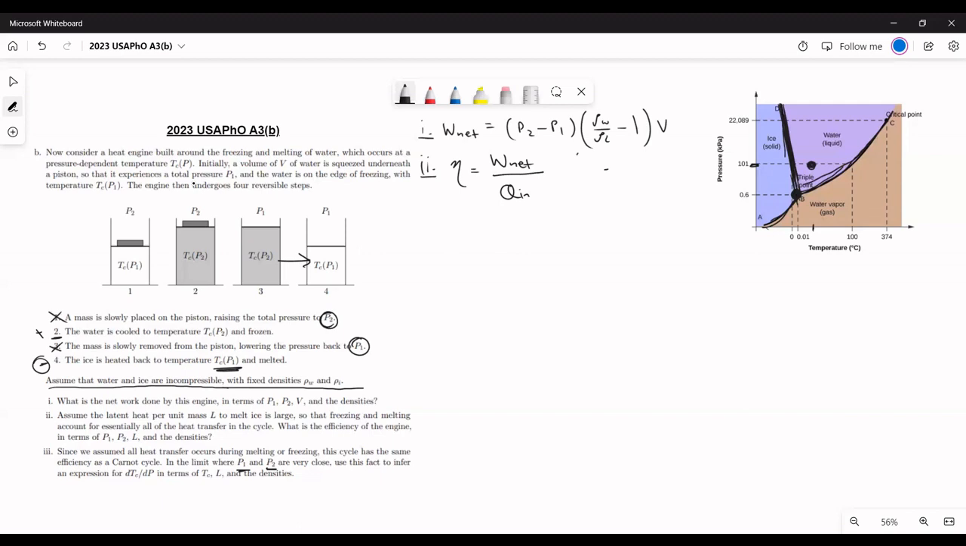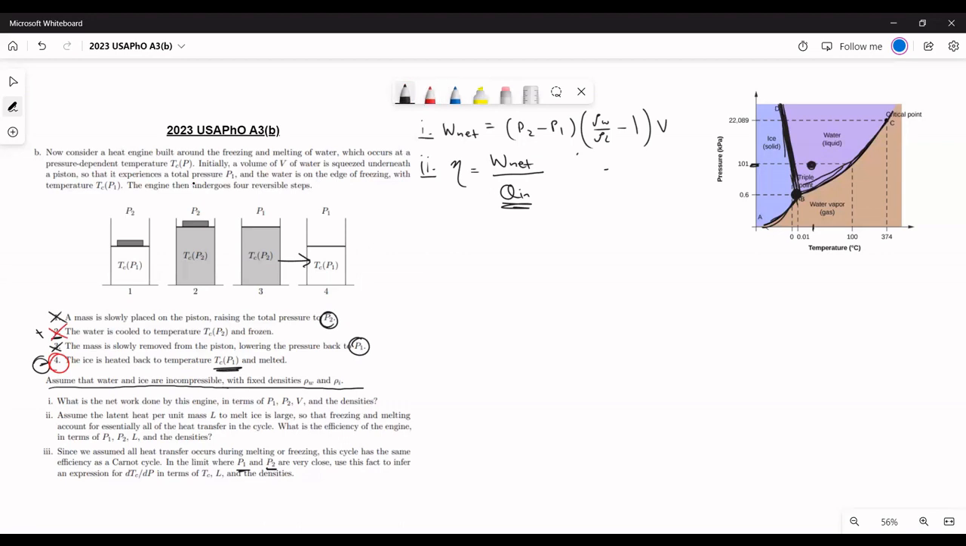So in this specific case, in step 2, water is cooled and then frozen. So that means that we're going to have to remove heat from the system. Whereas in step 4, the ice is heated and then melted, and that means that we're going to have to add heat. So this term Qin, the total heat that we're talking about, only includes heat in steps where we're adding heat and not in steps where we're removing heat. So that means Qin only includes heat from step 4 and not from step 2.